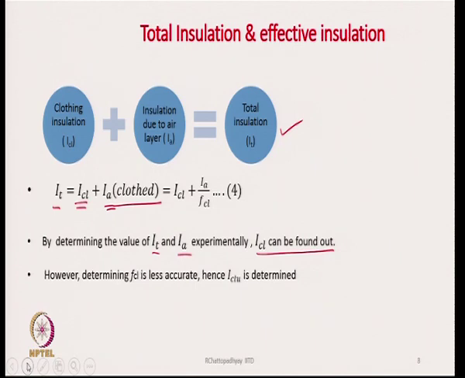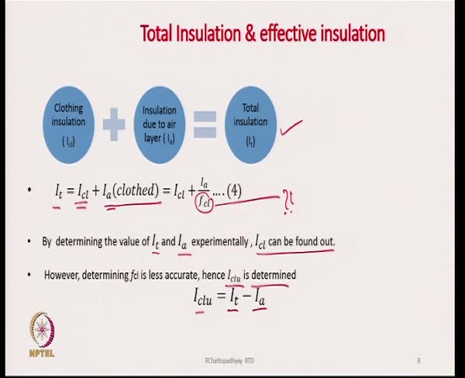However, determining FCL is less accurate, hence I clu is determined. What is I clu? I clu is I T minus I A. This is because this FCL value is a bit difficult to determine accurately.